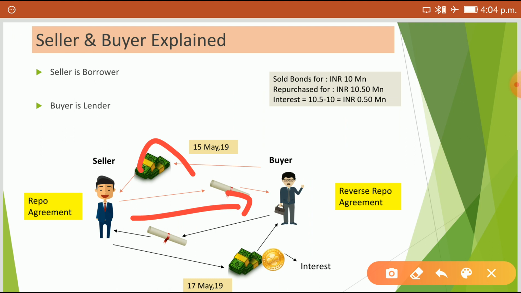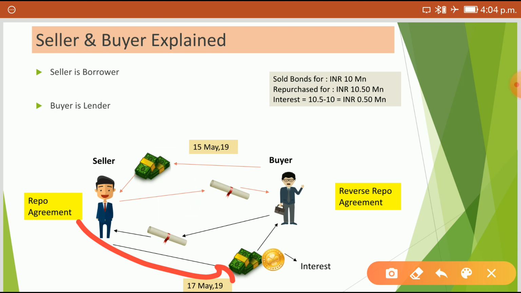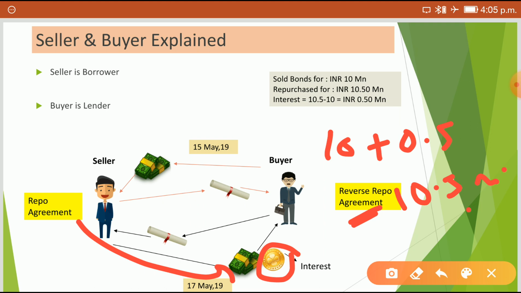Then on 17th of May, what will happen? The seller will approach the buyer again and pay an amount equal to 10 million plus this 0.5 million, which is the interest part. So in total he will be paying 10 plus 0.5, which is equal to 10.5 million. The buyer will receive this 10.5 million, and he will sell these bonds back to the original seller.